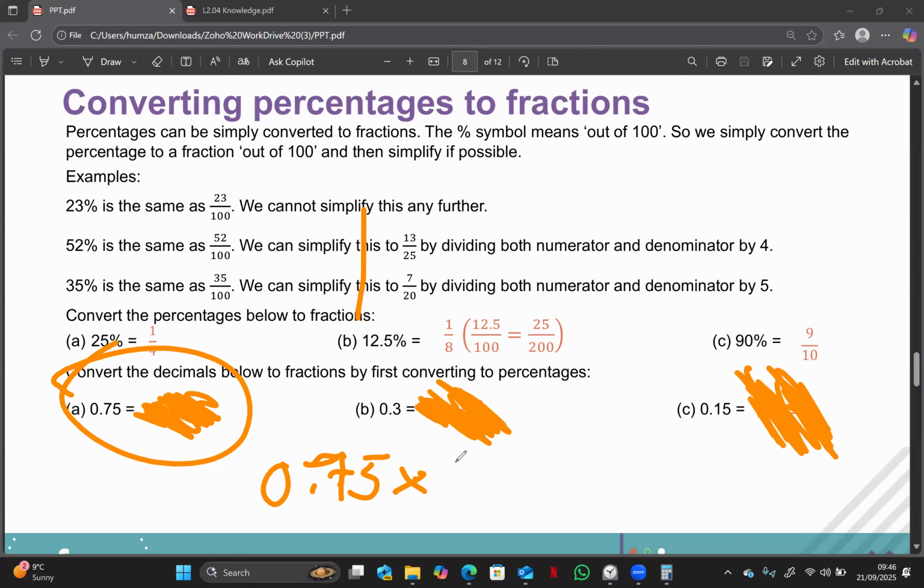You multiply it by 100. Times 100, exactly. So what is it? 75%, right? Yeah, 75%. Now, how do we convert this into a fraction? Oh, I just gave you the answer.